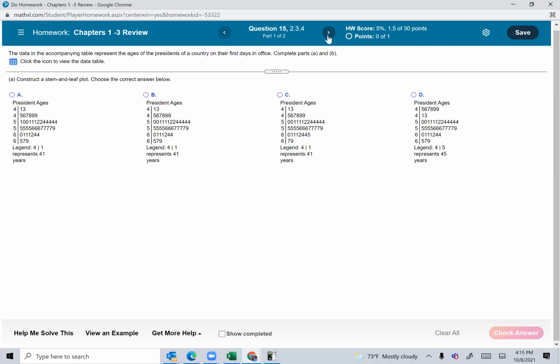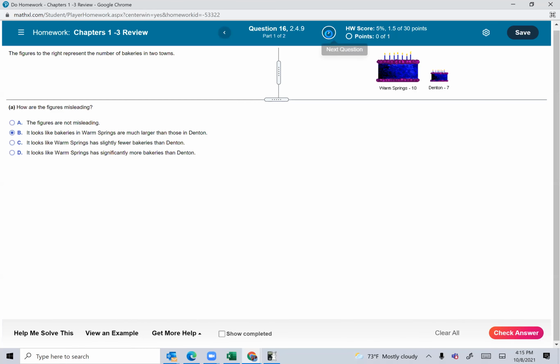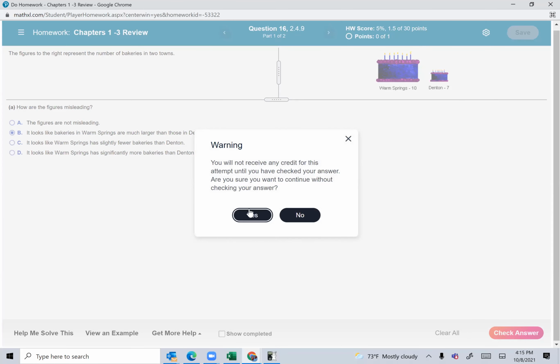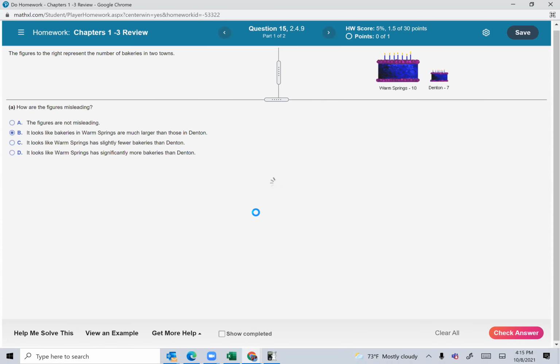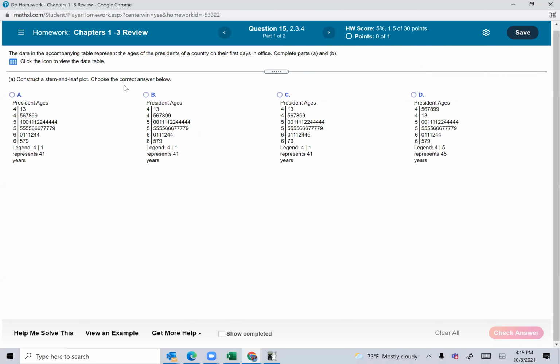Not this. Okay, this one. No, that was the right one, the stem and leaf plot. Oh, the stem and leaf plot? Yeah, there's a second part behind it. Oh, I see, yeah.